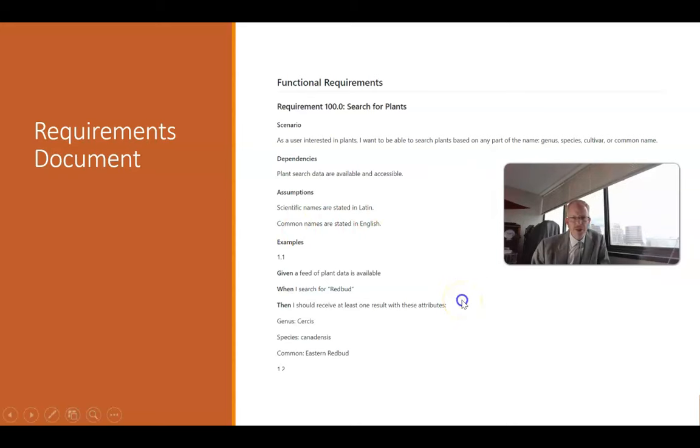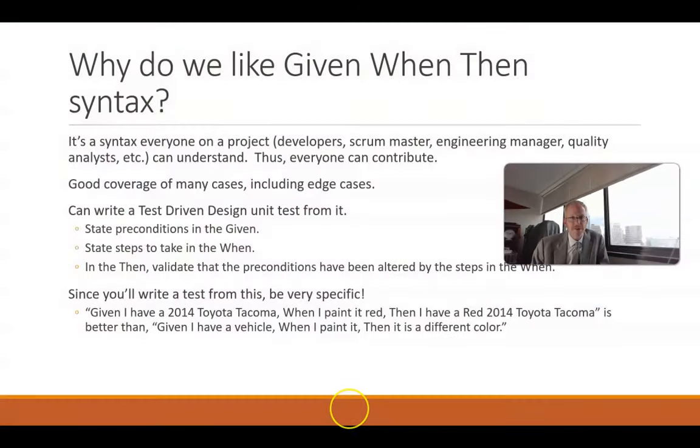Now why do this? Why do we like given when then? Well, one reason is it's just plain English or whatever your language of choice is, and so everybody can understand it and everybody can participate. And that's nice because if you think about one person, I might not think about all edge cases. But if we think of a group of people with varied life experiences, they're likely to think of more edge cases and thus give us better coverage. As a matter of fact, these given when then tests end up becoming unit tests. They become a script for a unit test. And then that becomes part of our test-driven design strategy.